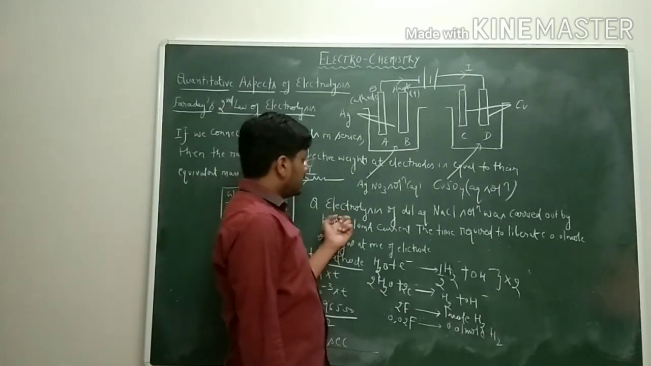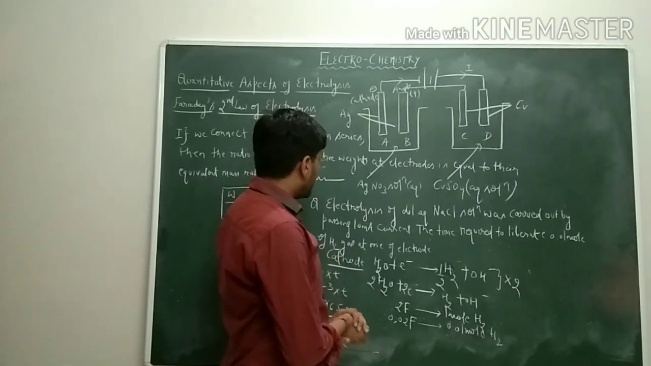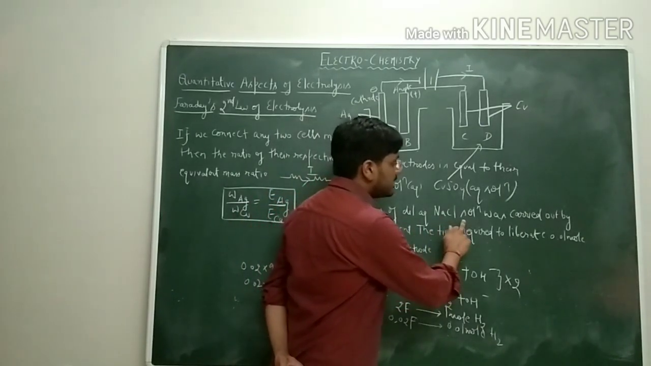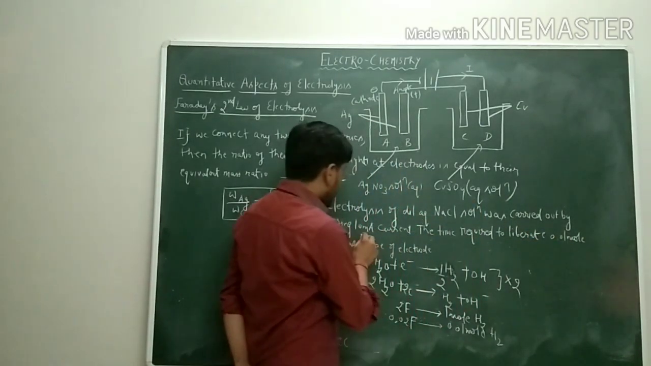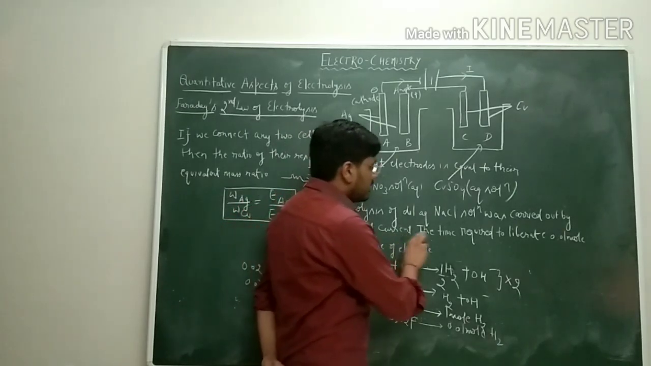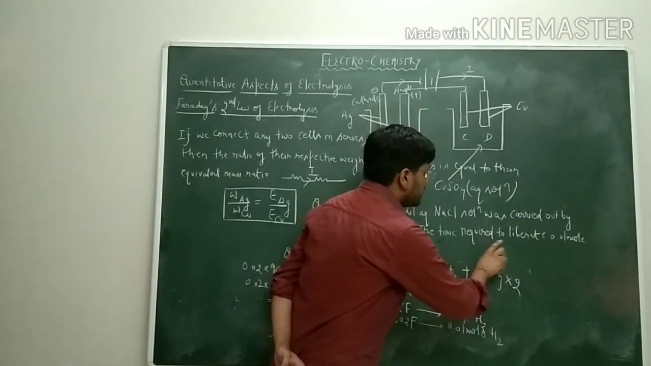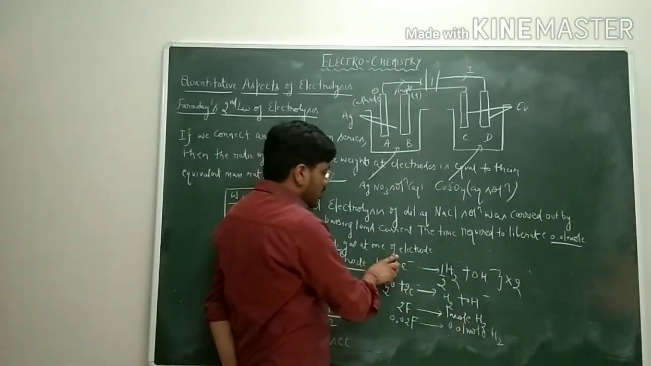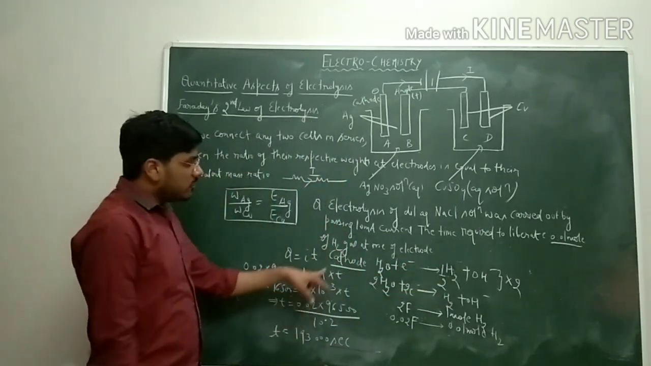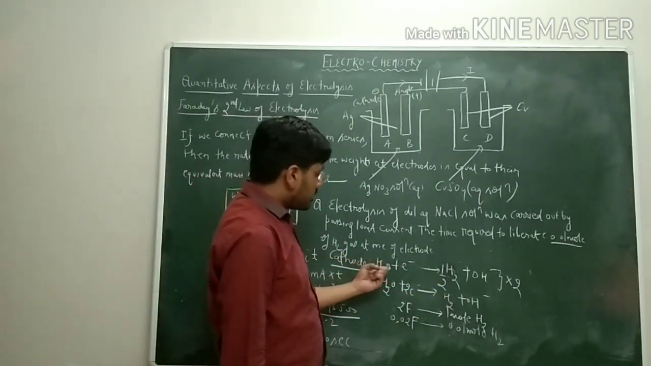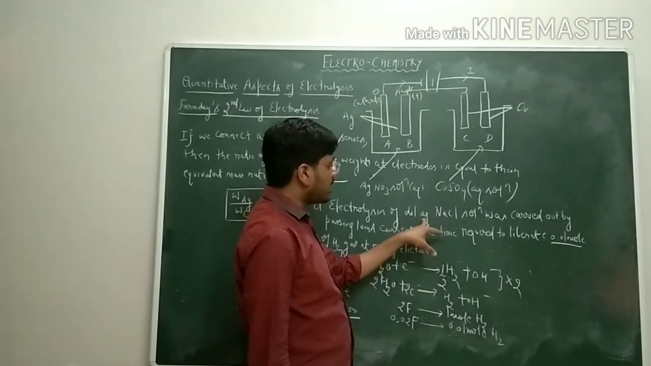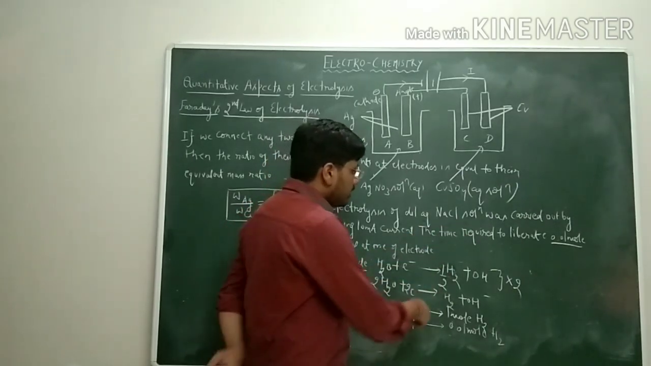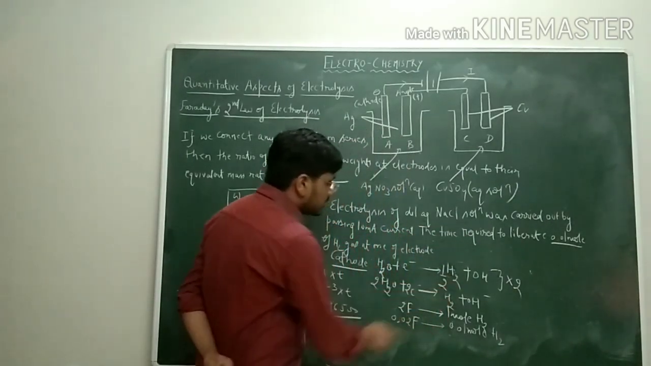Now let us consider one numerical problem. The question is: the electrolysis of dilute aqueous NaCl solution was carried out by passing 10 milliampere current. We have to find the time required to liberate 0.01 mole of hydrogen gas at one of the electrodes. We all know at the cathode the reduction of water will take place when we carry out the electrolysis of dilute aqueous NaCl solution, and it will liberate half mole of hydrogen gas.